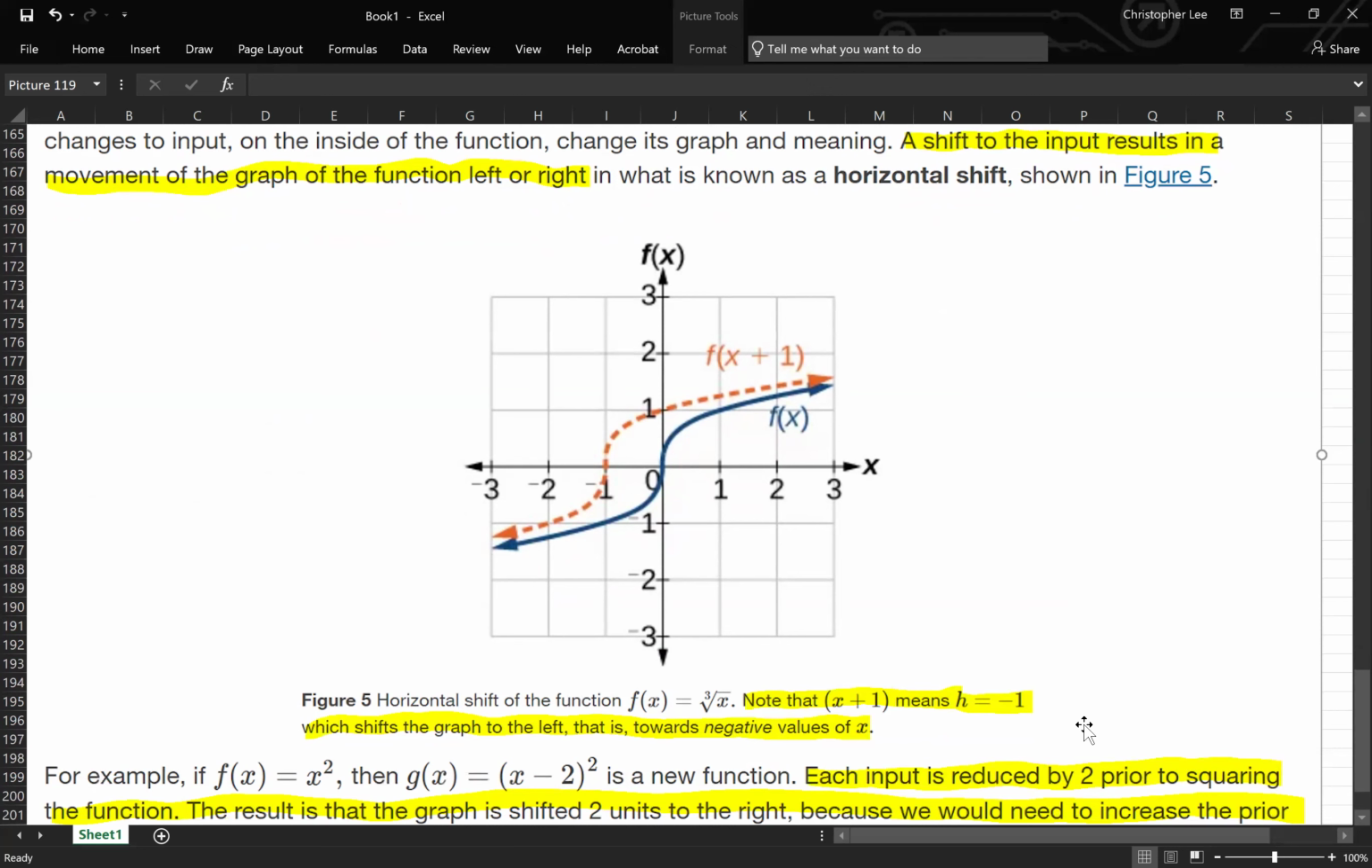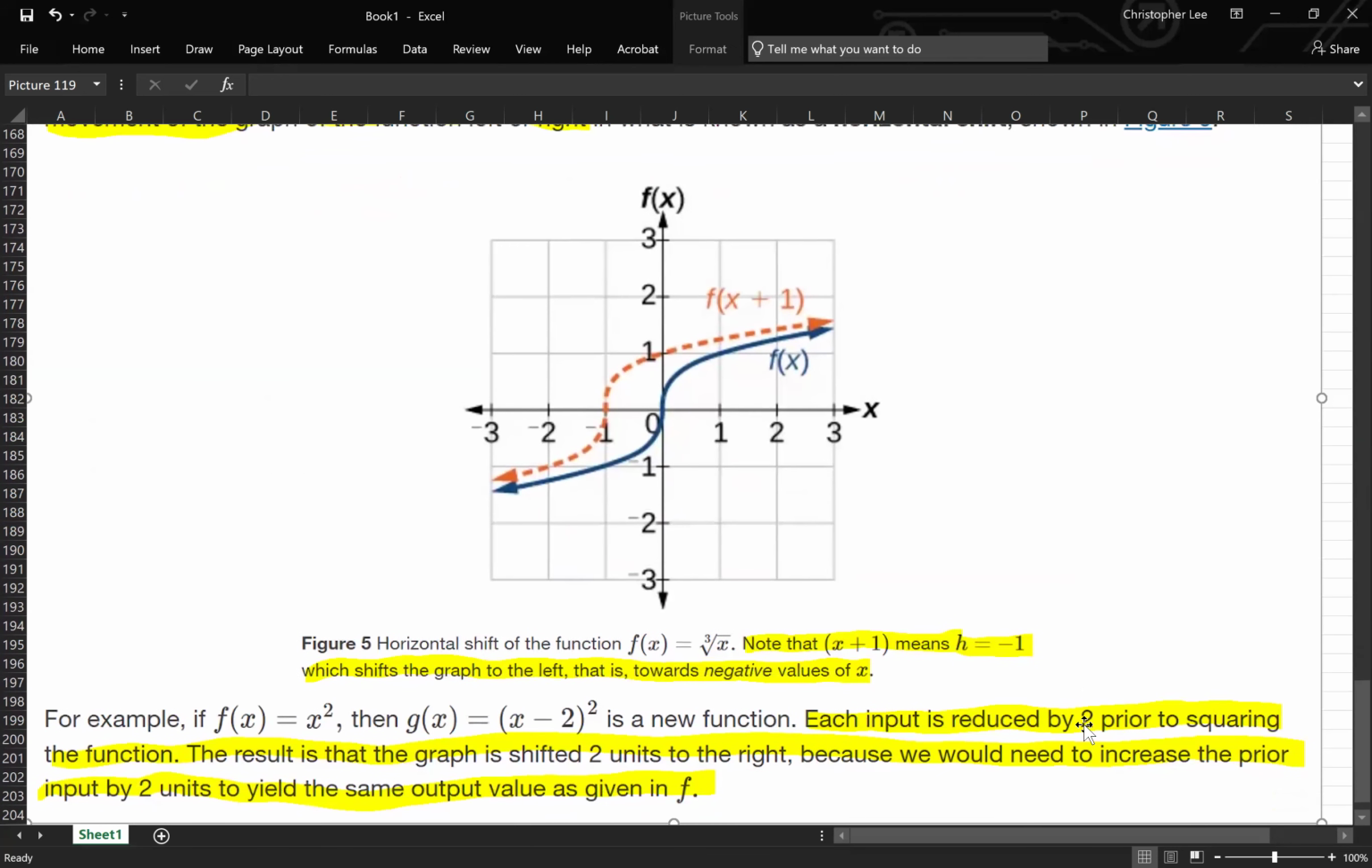All right. So for example, if f of x is equal to x squared, then g of x equals x minus 2 squared is a new function. Each input is reduced by 2 prior to squaring the function. The result is that the graph is shifted 2 units to the right because we would need to increase the prior inputs by 2 units to yield the same output value as given in f.